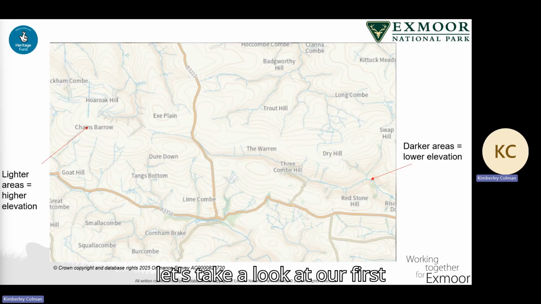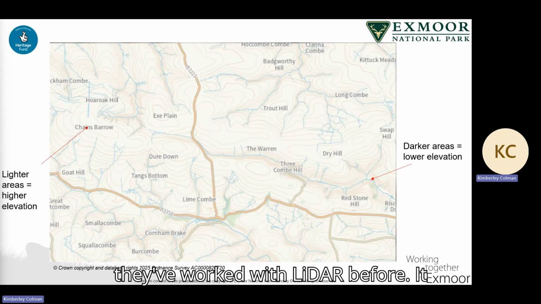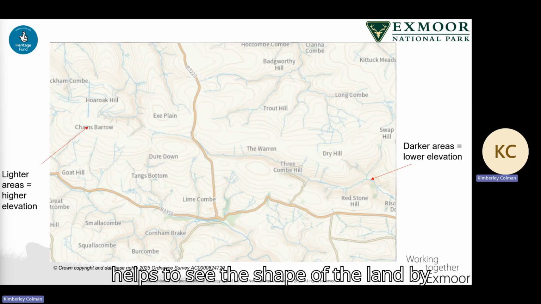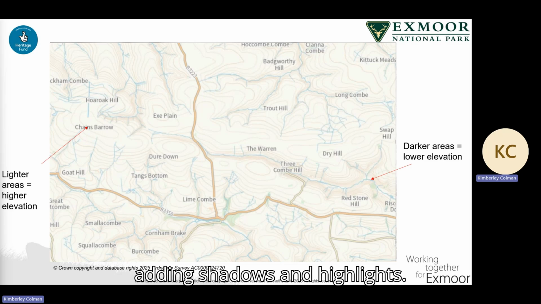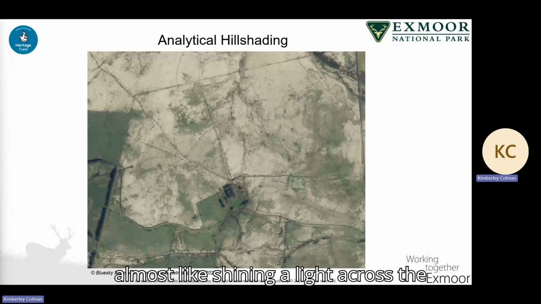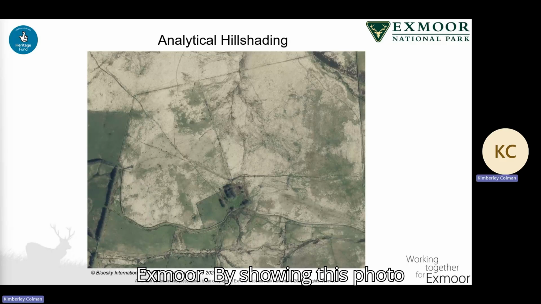So let's take a look at our first visualization, hill shading. This is one that many people are familiar with if they've worked with Lidar before. It helps us see the shape of the land by adding shadows and highlights, almost like shining a light across the terrain. To help us understand what we're looking at, I've included an image of our study area. So this is an aerial photograph of Loch Barrow on Exmoor. By showing this photo first, we can get a sense of the landscape and where we are focusing.